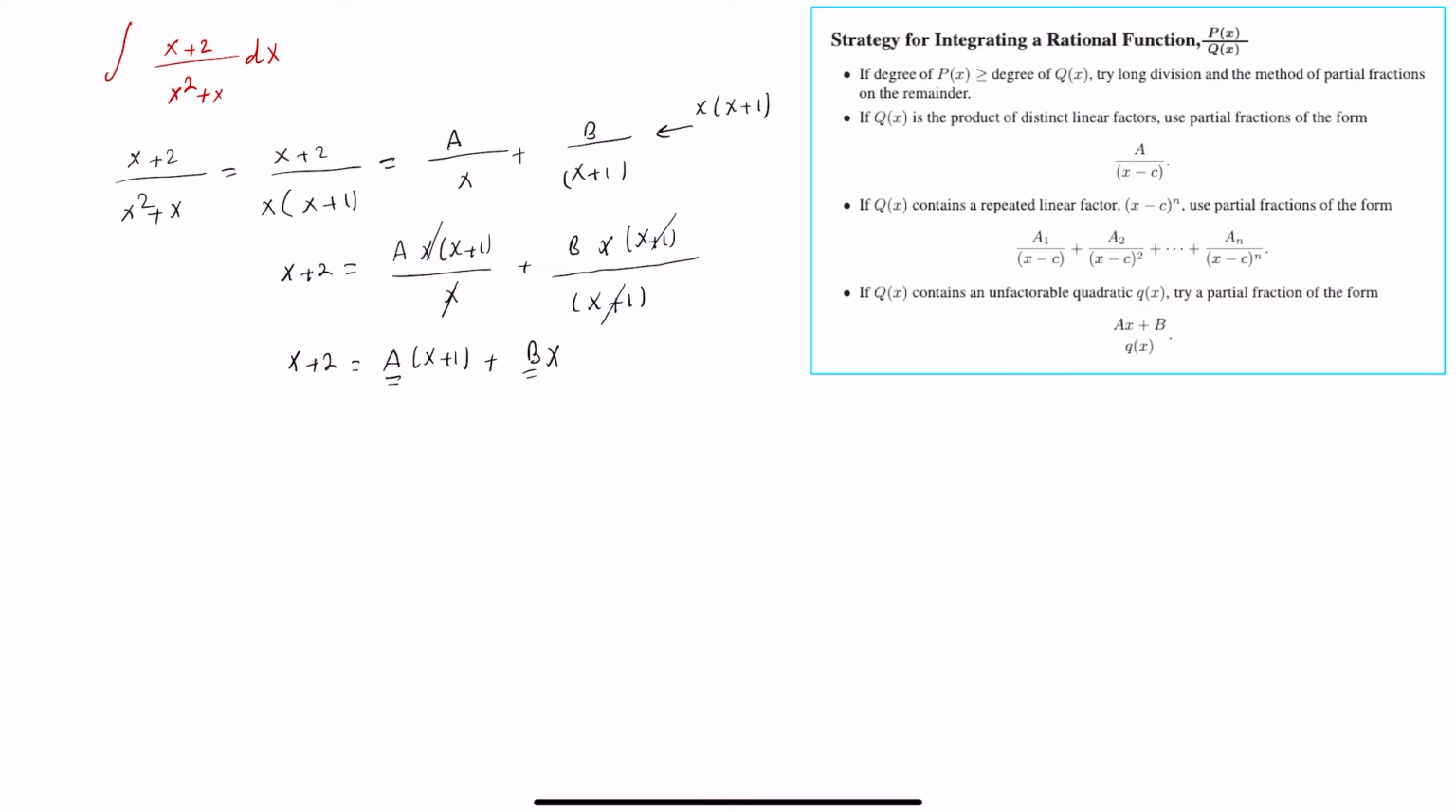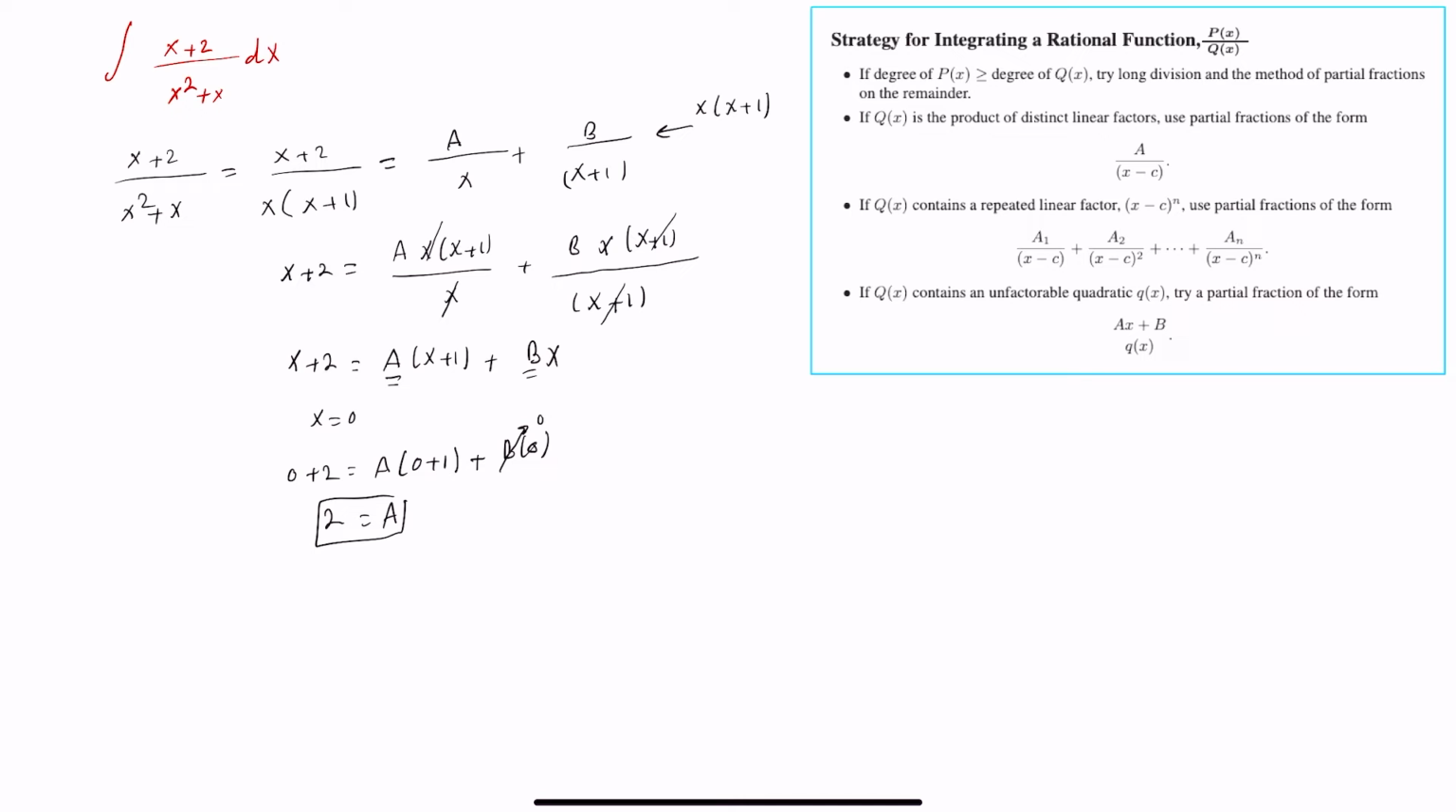So to solve for A, I'm going to set x equal to 0. So the left side is going to be 0 + 2, and then on the right side it's going to be A times (0 + 1), plus B multiplied by 0. This term will go, and then we are left with 2 equal to A.